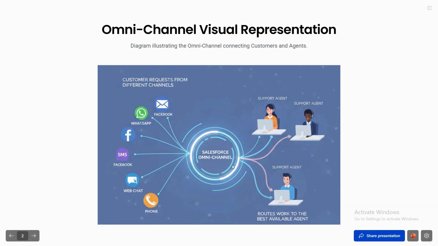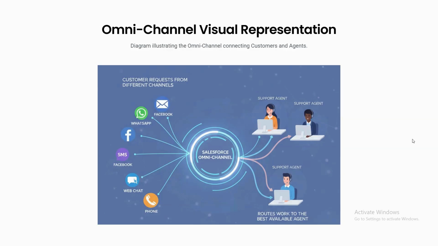Then it comes to the Salesforce Omnichannel. This is the one place where the messages, or we can say the customer requests, are coming from multiple channels into one place. And from that one place, these requests are routed to the best agent. Best agent means the agent who is quickly available and who is great at their skills. So Omnichannel routes the work to the best available agent.